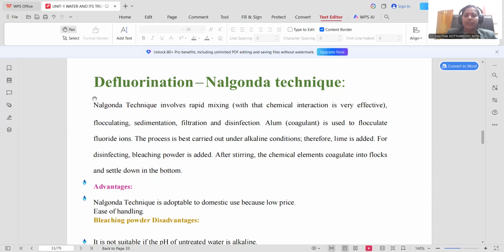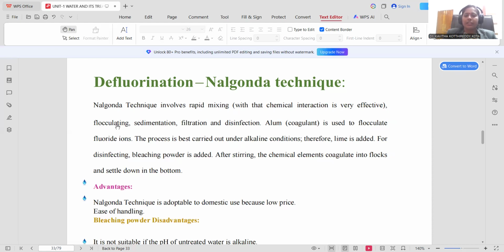The content we are discussing was taken from the textbook of Engineering Chemistry authored by Dr. Kavitha Kottireddy Kota. Let me introduce defluorination by the Nalgonda technique. The Nalgonda technique involves the rapid mixing of chemicals with water where the fluoride content is high. That fluoride will be converted through flocculation and sedimentation.